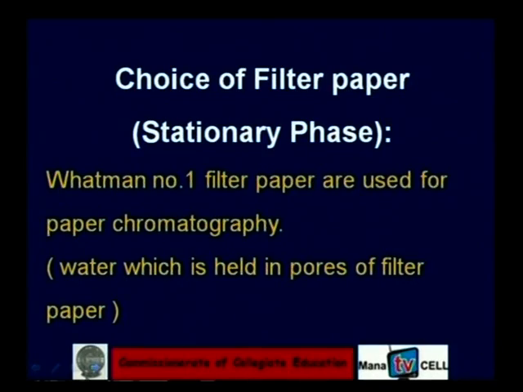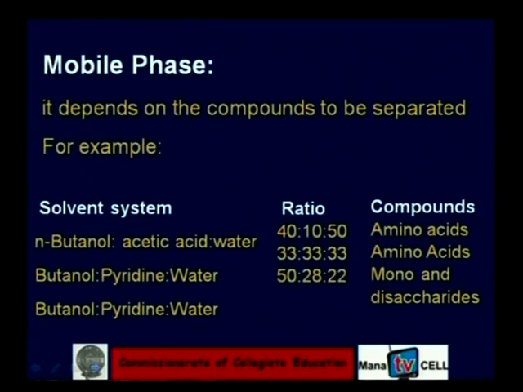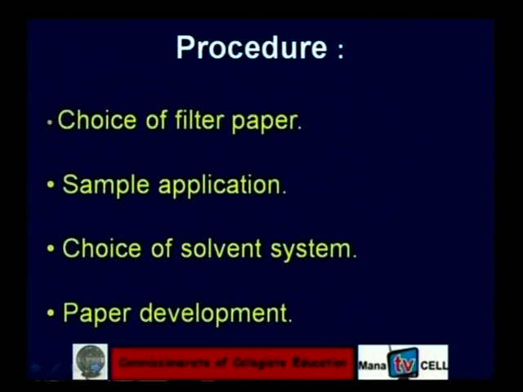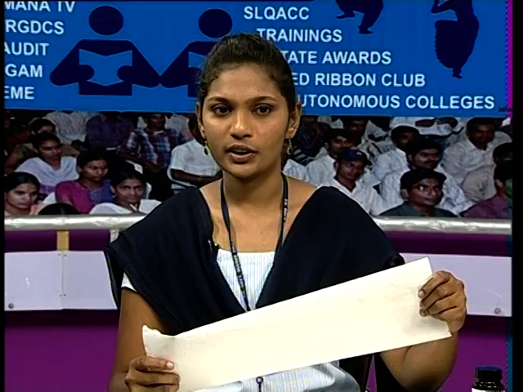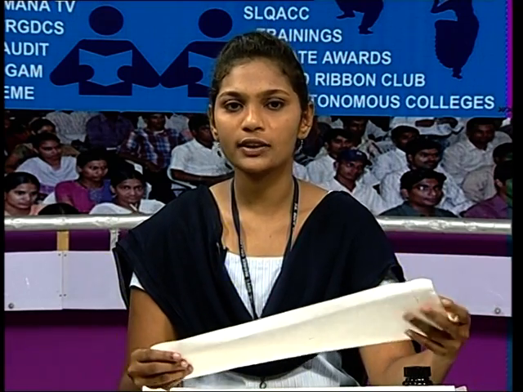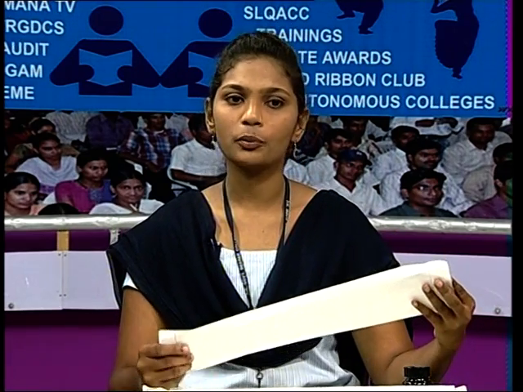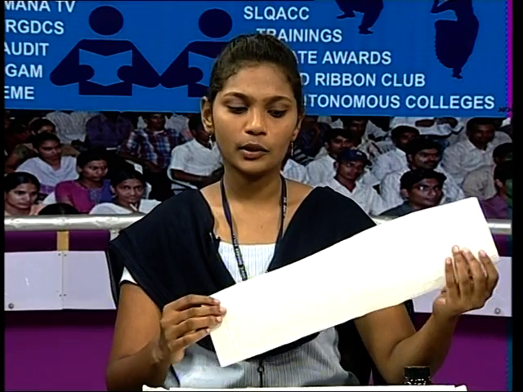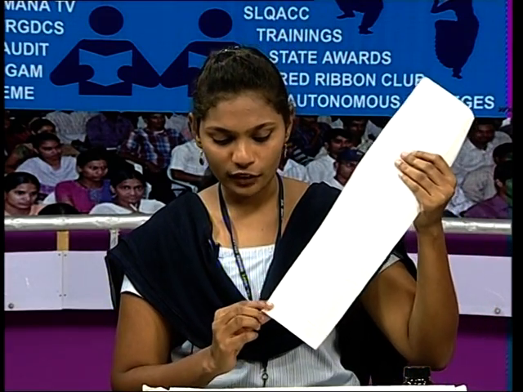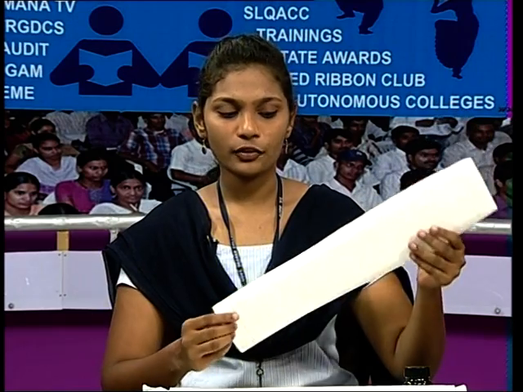After selecting the stationary phase and mobile phase, then comes the procedure. The procedure has 4 steps: choice of filter paper, sample application, choice of solvent system and paper development. Choice of filter paper: mainly Whatman number 1 filter paper is selected and cut into the required dimensions. Once the paper is selected, it has to be washed with 0.1 normal HCl to remove impurities. After removing impurities, a line is drawn 2.5 centimeters from the base, and after this the sample is applied.